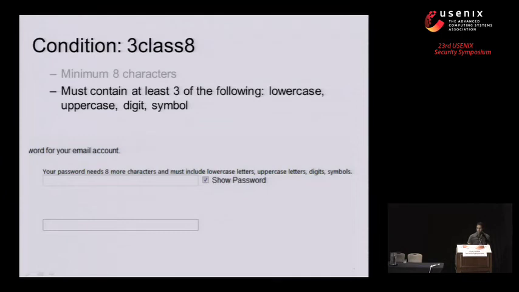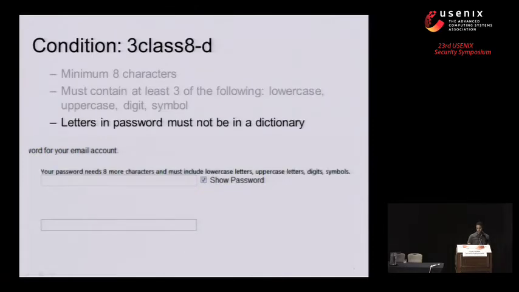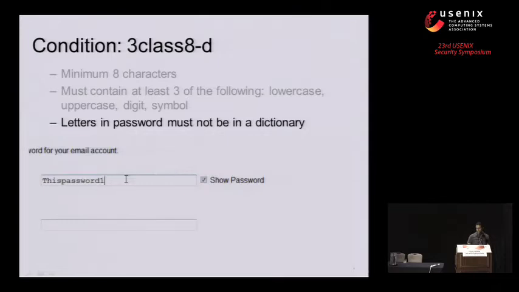The next condition is 3 class 8, which adds character requirements to basic 8. These passwords must contain at least 3 different character classes, where the classes are lowercase, uppercase, digit, and symbol. This is our baseline condition to which other conditions will be compared and is the default policy in Microsoft Active Directory. 3 class 8D adds a dictionary check to 3 class 8. This check removes non-letters from the password and checks the resulting string against a dictionary that was built for password cracking. The dictionary has about 3 million entries. Here you can see an example password in this policy.